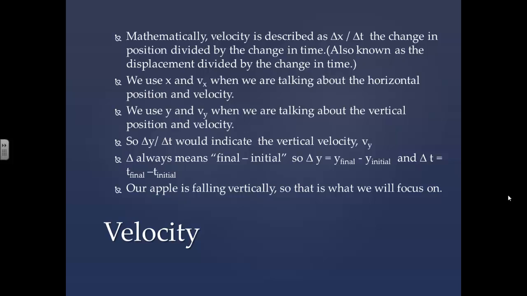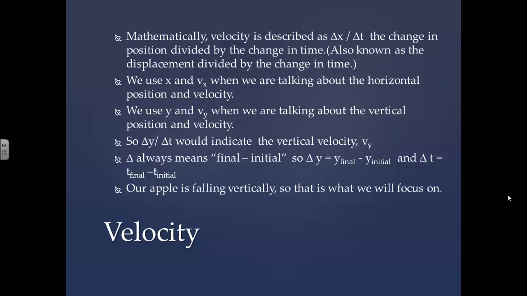We use x and vx when we're talking about the horizontal position and velocity. We use y and vy when we're talking about the vertical position and velocity. So delta y over delta t would indicate a vertical velocity, vy. Delta always means final minus initial, so delta y equals y final minus y initial, and delta t equals t final minus t initial. Generally, the initial time is 0.